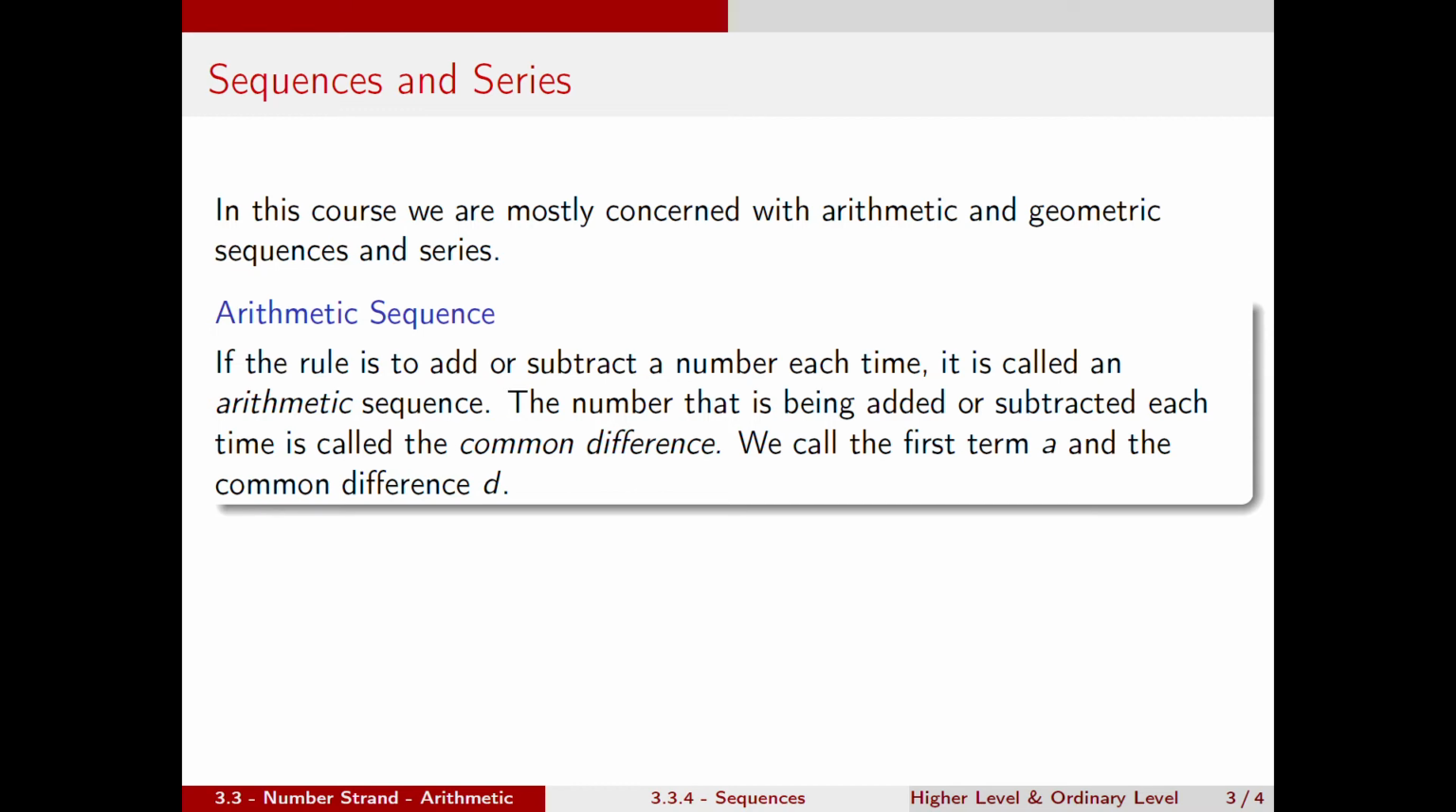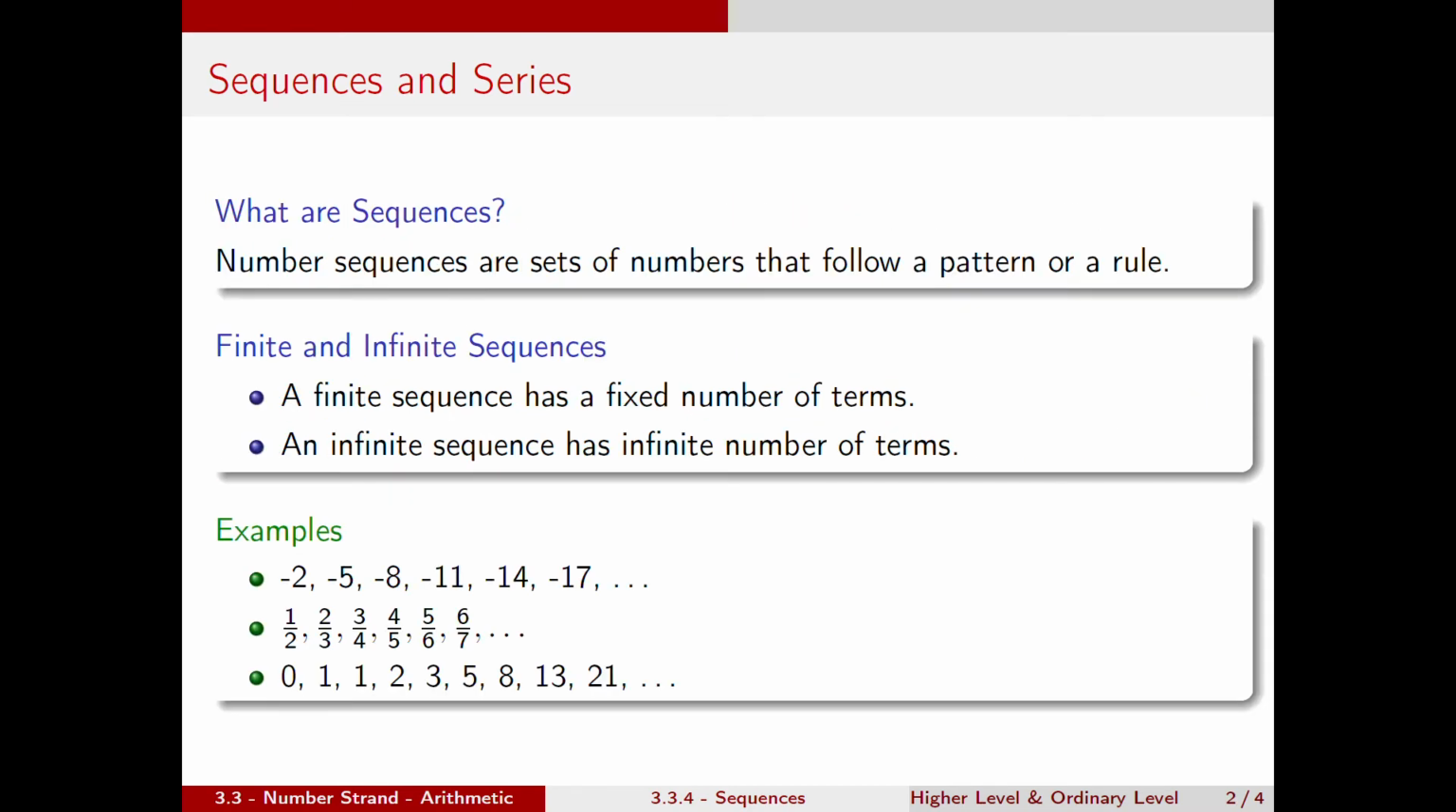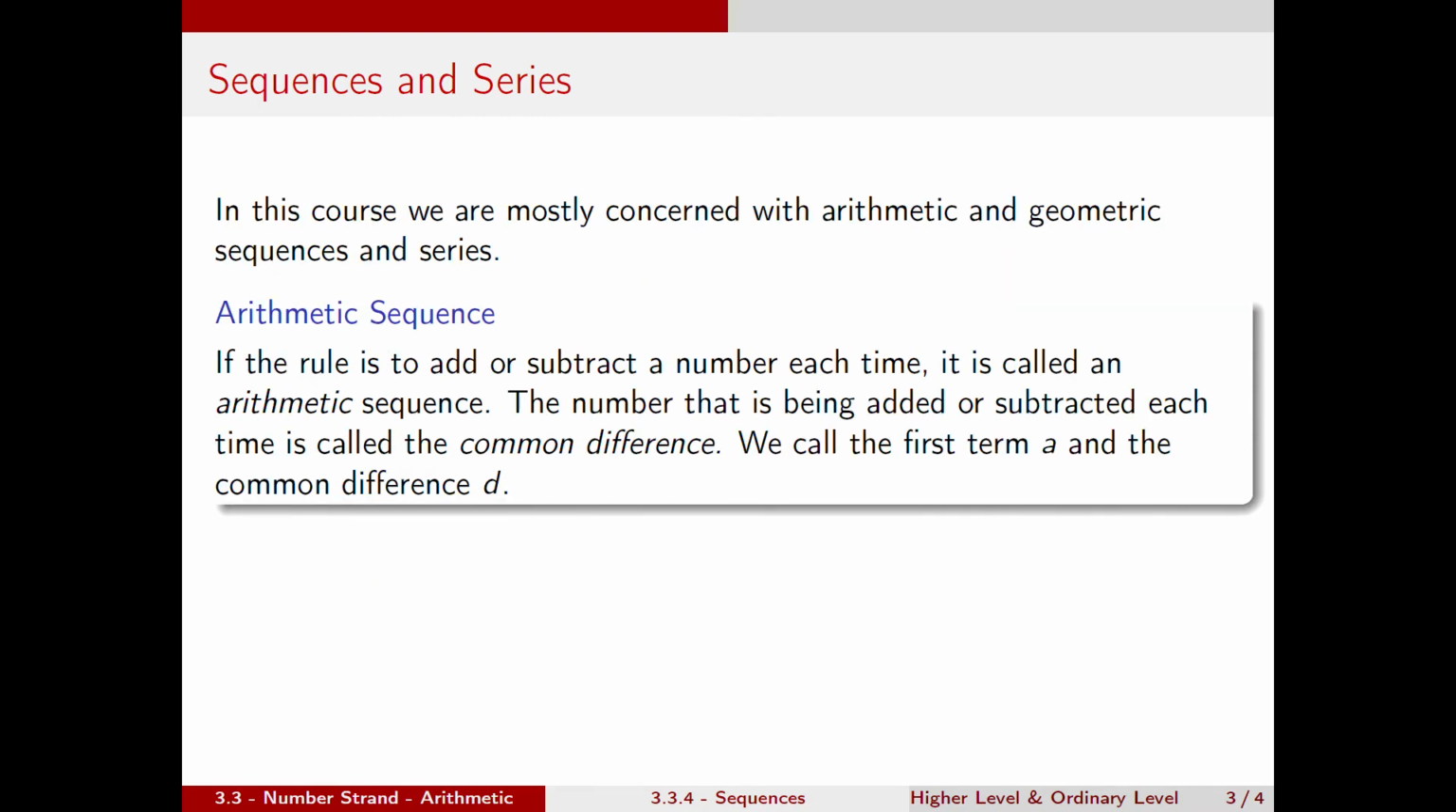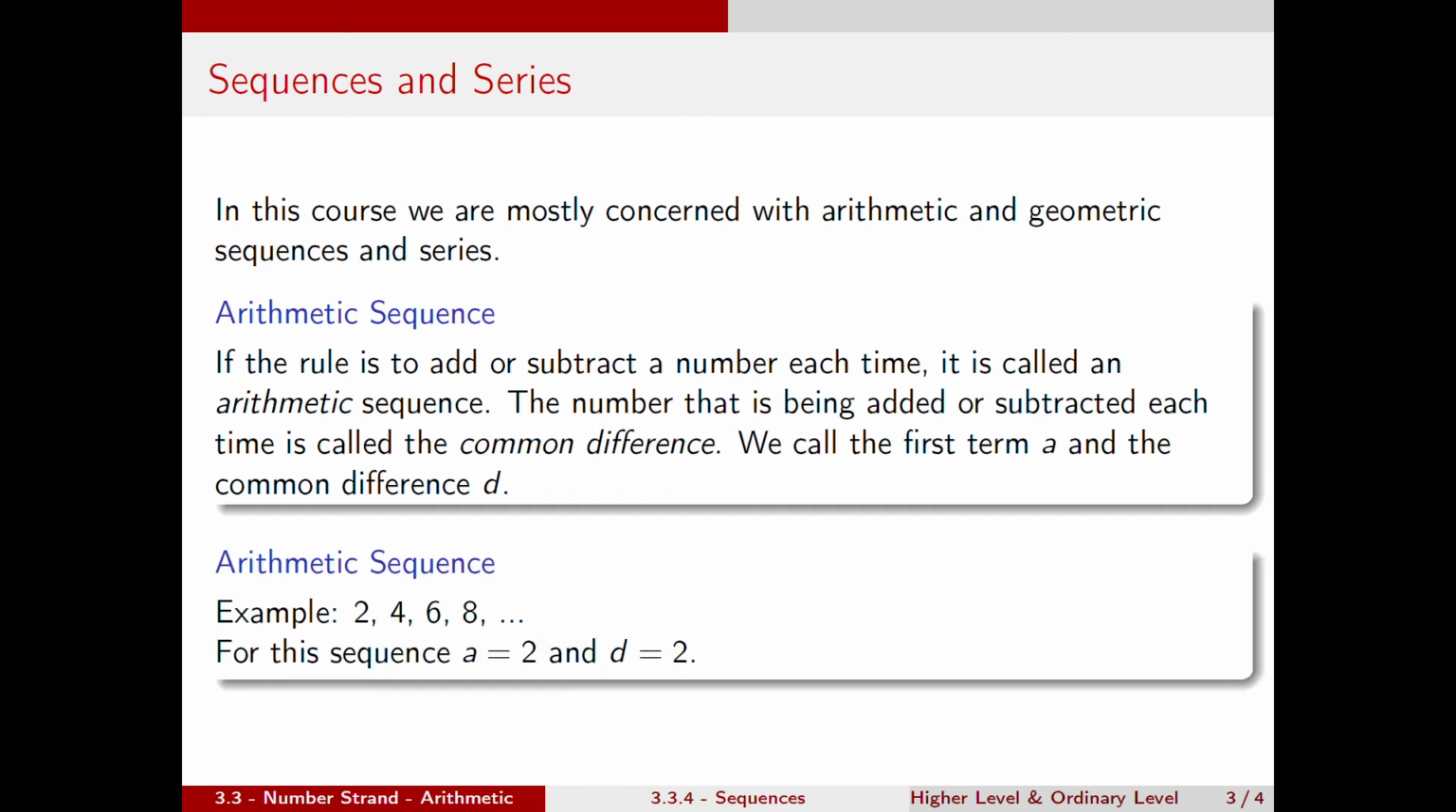So if we go back to the example from the previous page, the first one we saw was minus 2, minus 5, minus 8, and so on. We can see already that this may be an arithmetic sequence, as it seems to meet the criteria that we just saw. We call the first term in the sequence A, and the common difference is D. So if we look at the even numbers, 2, 4, 6, 8, and so on, for this sequence A is equal to 2, and we do have a rule, which is that we're adding 2 each time. So our common difference here is equal to 2.